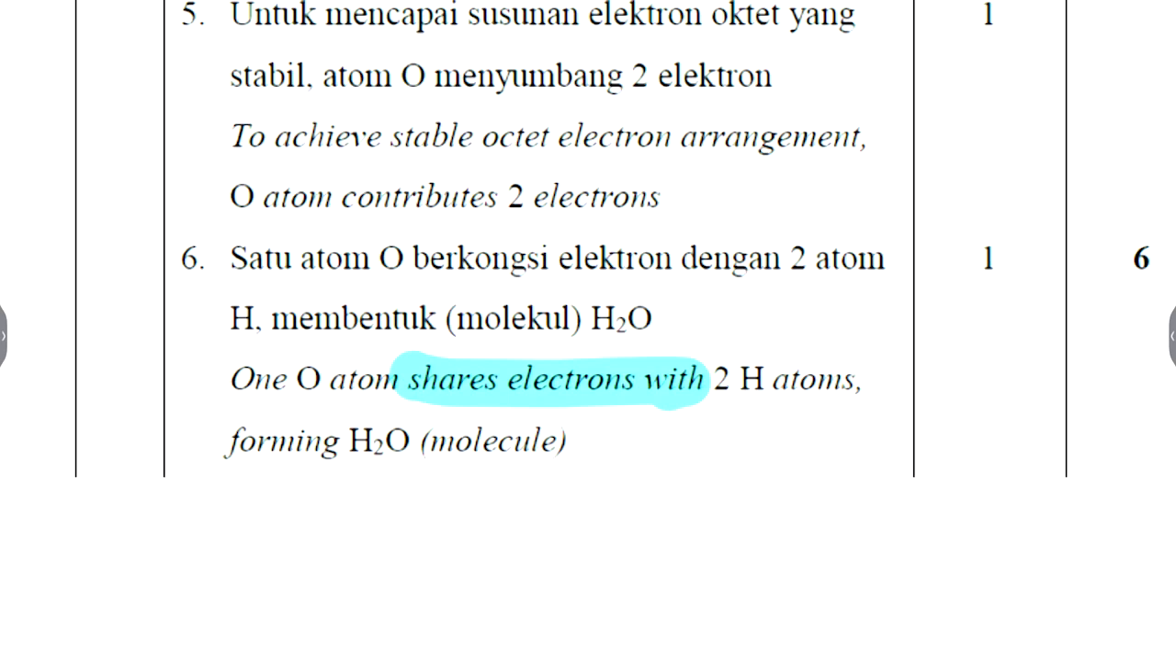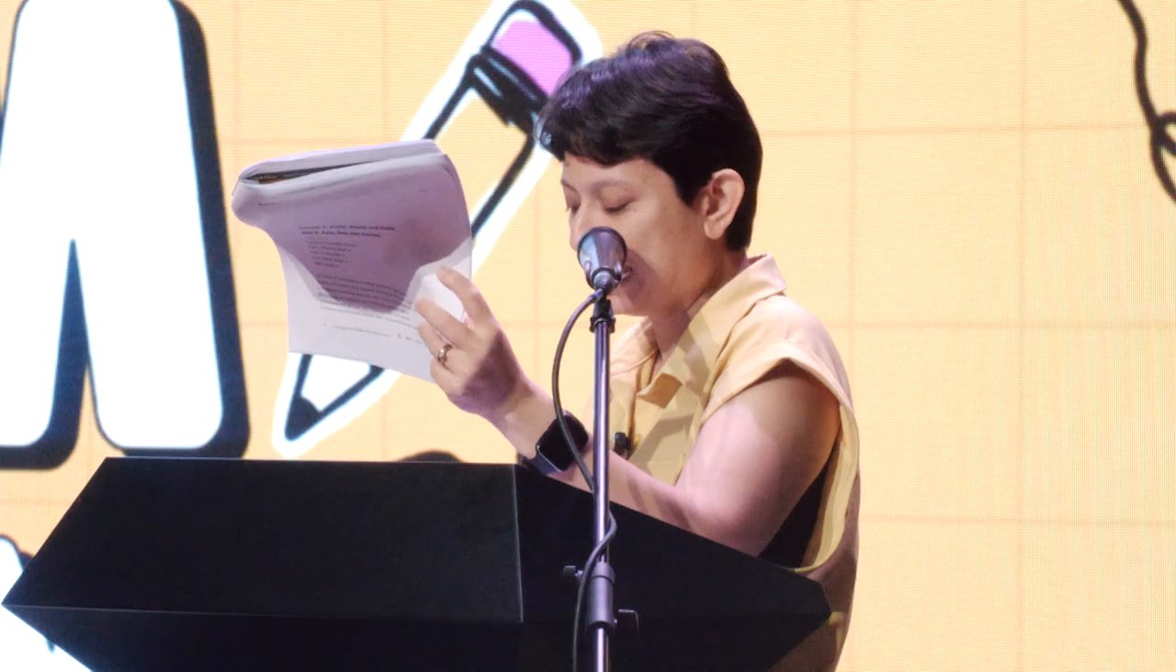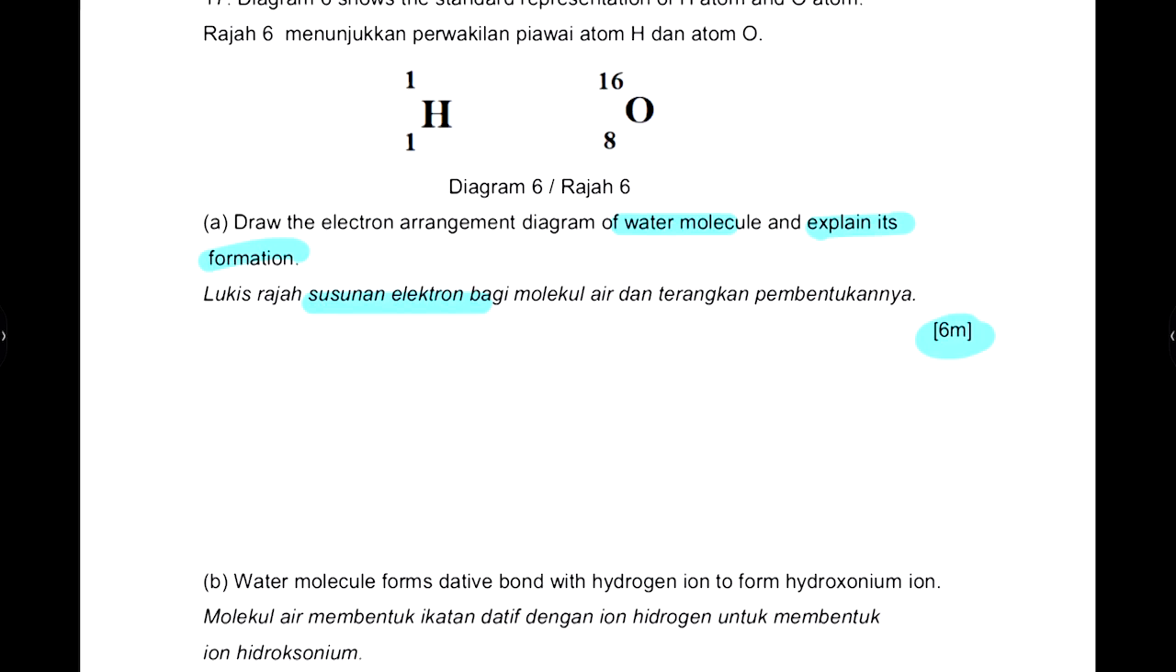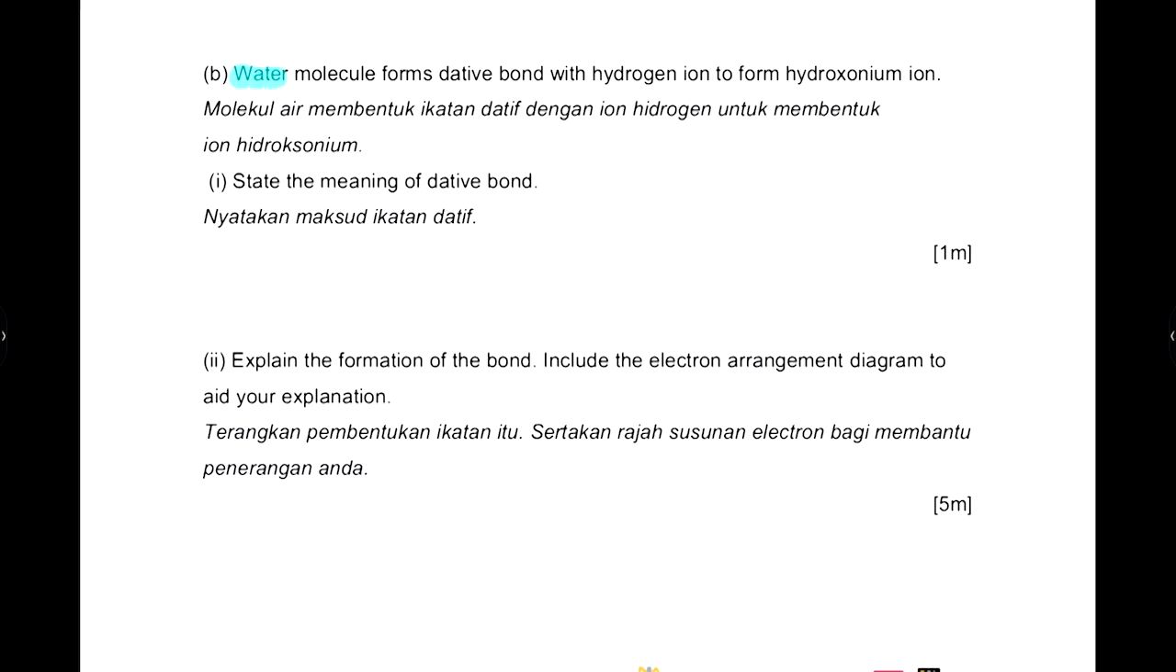That's it. Okay, so look at the question. So that's A. Draw the electron arrangement of water molecule, kita sudah lukis, and then susunan electron. Okay, and explain its formation, 6 marks. Just like that only. You write the electron arrangement is like this, the electron arrangement is like this, to achieve stable octet or stable duplet electron arrangement. Okay, water molecule forms dative bond with hydrogen ion to form hydroxonium.